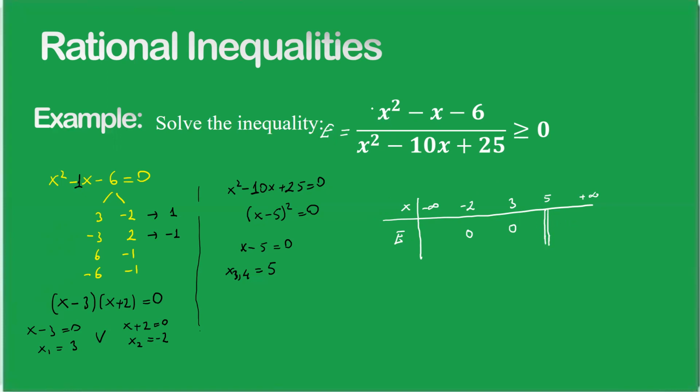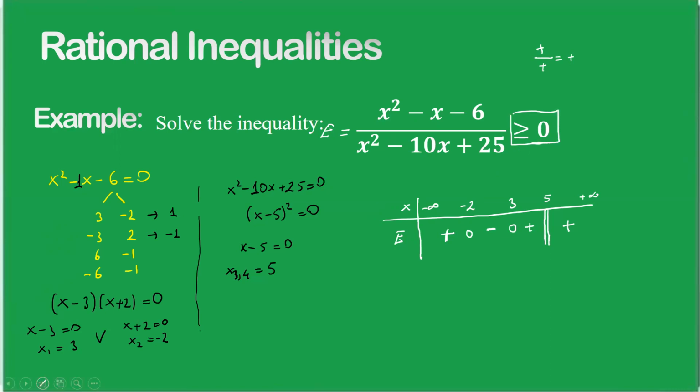Signs are important. The sign of x squared is positive. Here, the sign of x squared is positive. Positive over positive is positive. The first sign is positive then. The next sign is also positive because we don't change the sign if we have a double root. The next sign is negative, and the next sign is positive. What are we looking for? Here, greater than or equal to 0.